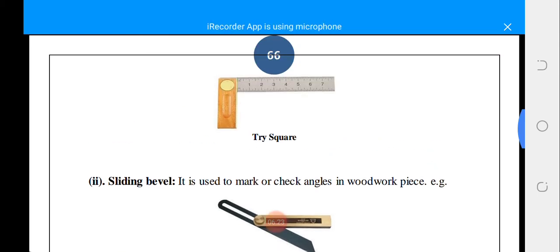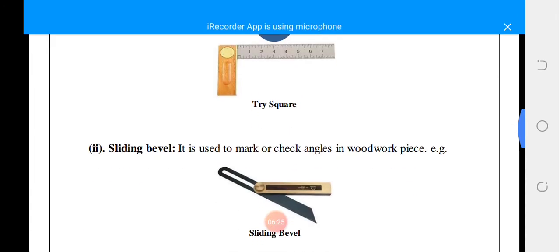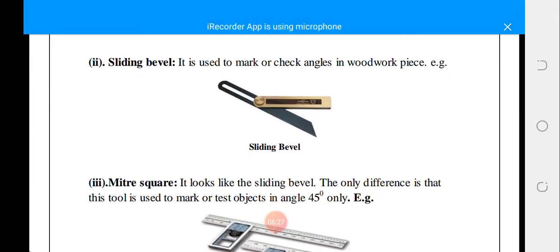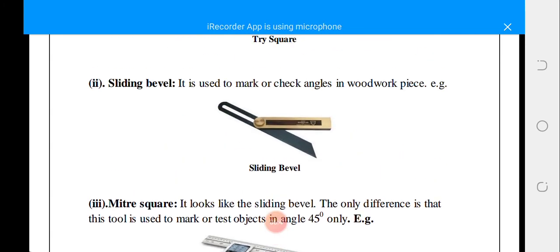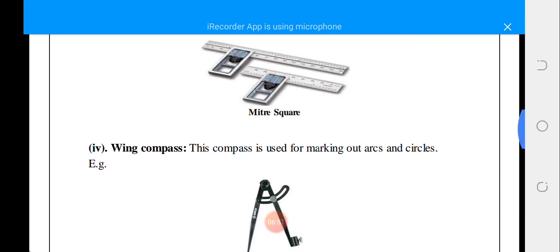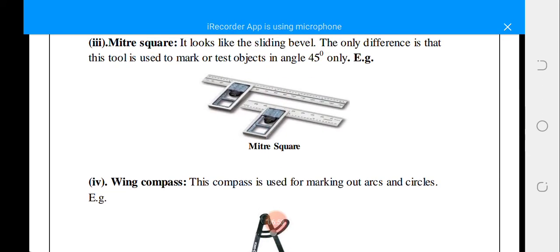Mark or check. And for the tri-square, it is used to check the rightness of edges. So the tri-square is not used to mark and it's not used to check. But the sliding bevel is used to mark or check, and the meter square is used to mark or test. You see the difference? Angle 45. For the meter square, it is a specific angle, 45. But for the sliding bevel, no specified angle. It can be any form of angle. Are you following? So this is the diagram for a meter square.